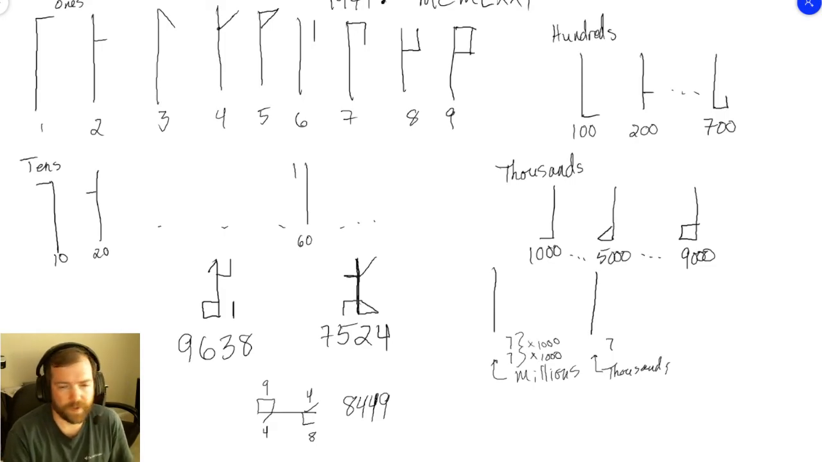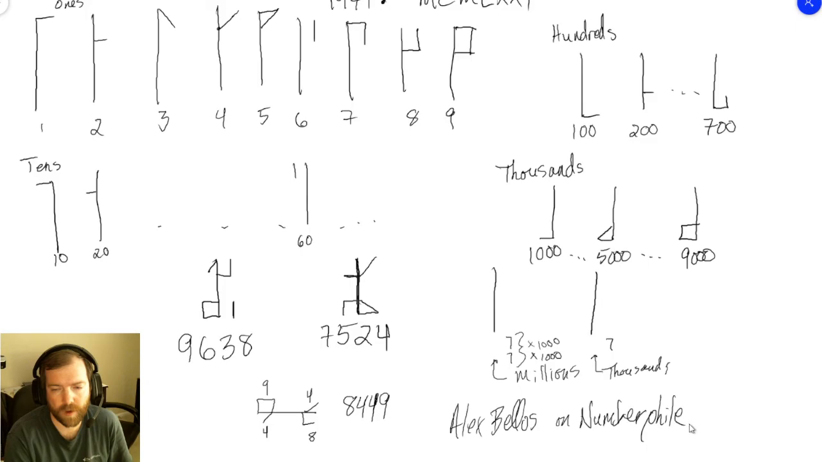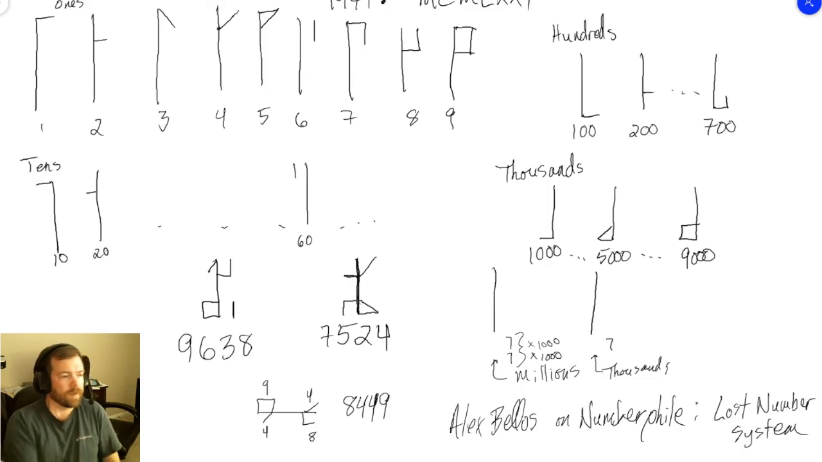So again, I'm going to recommend the video he did with Brady on the lost number system, which is the Cistercian notation, which, again, decorative, very nice looking, not very useful, especially in terms of actually doing mathematics.